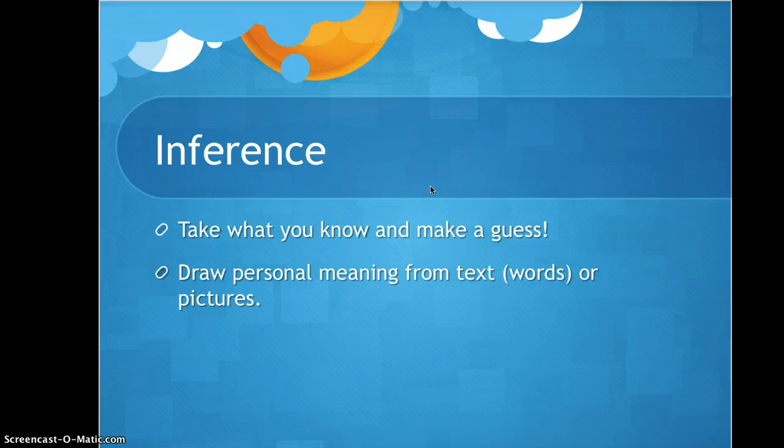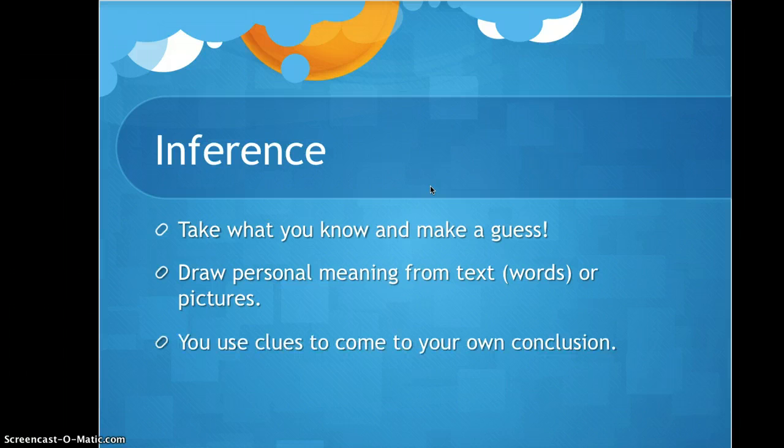Some people make different inferences from the same picture or from the same text. And it's because we're taking a personal meaning from those words or pictures. You can use clues and come to your own conclusion. Again, you're coming to your own conclusion. It might be different than someone else's, but usually if we're in the same school or the same classroom, we have the same prior knowledge as most people, and we're going to be coming up with around the same conclusions.